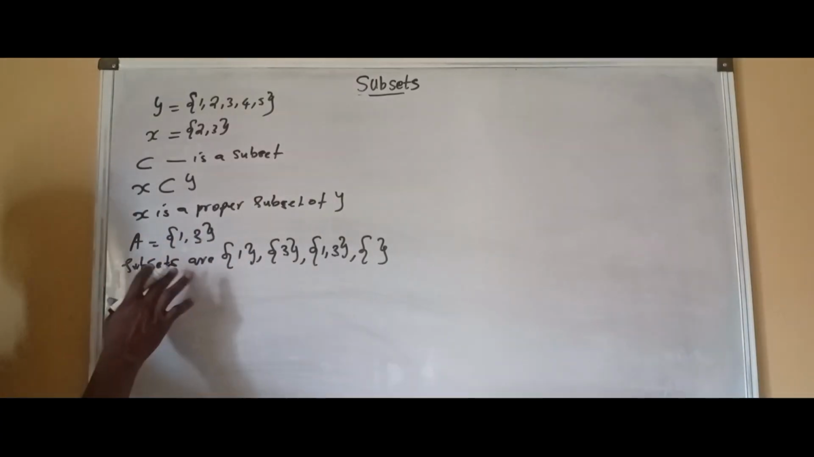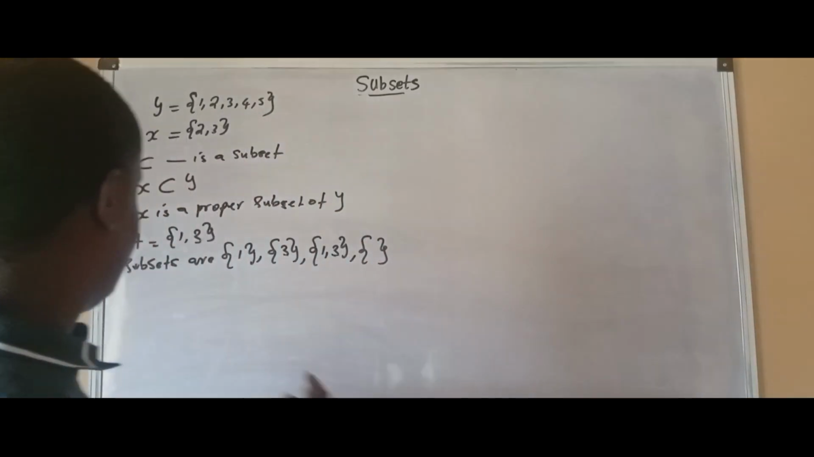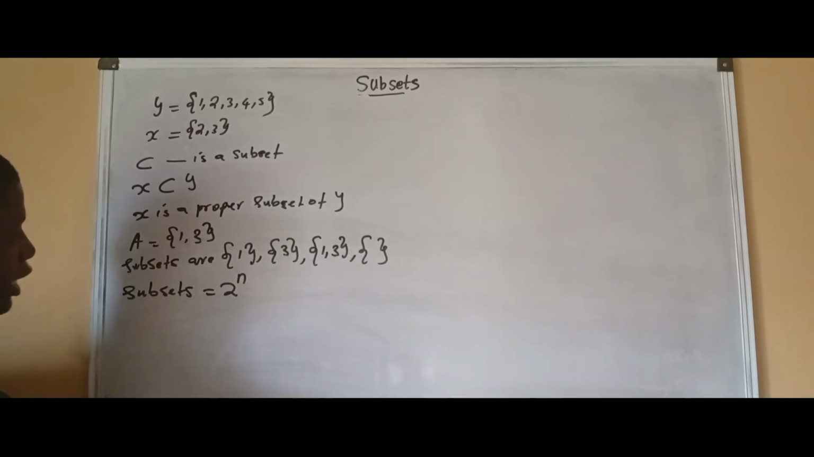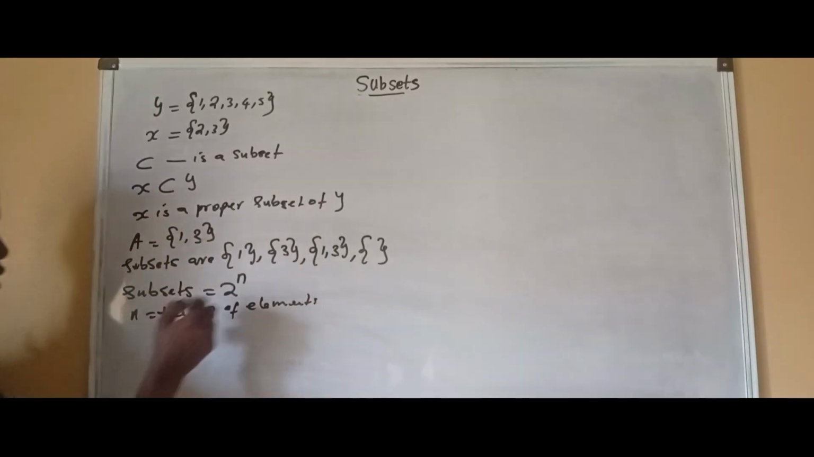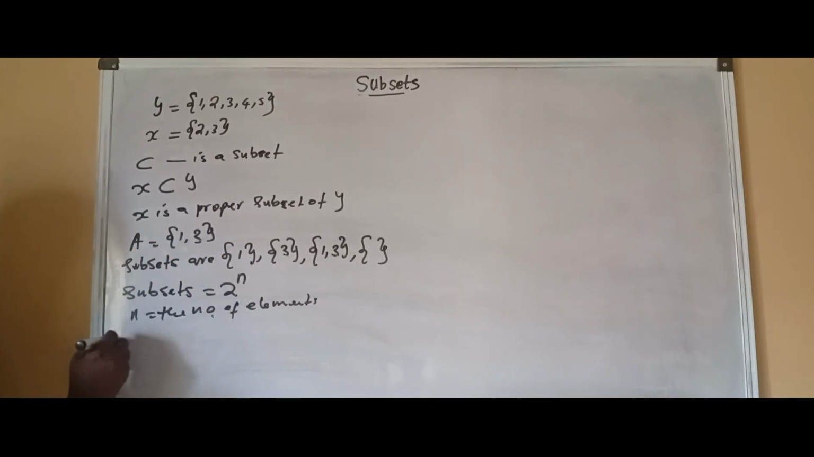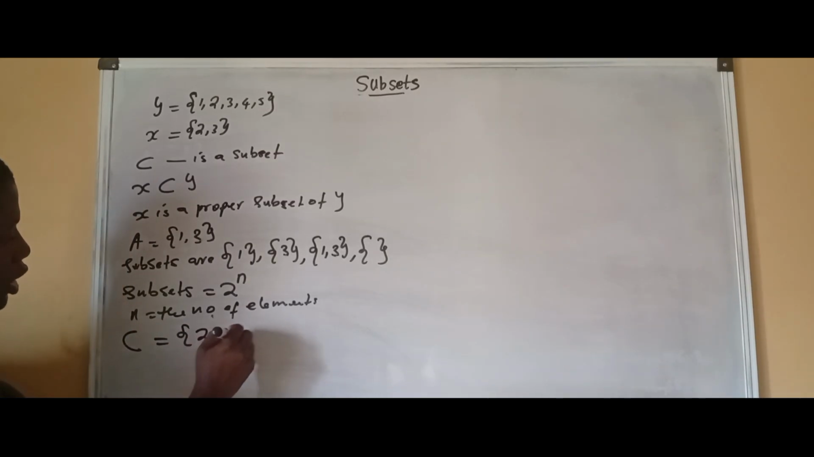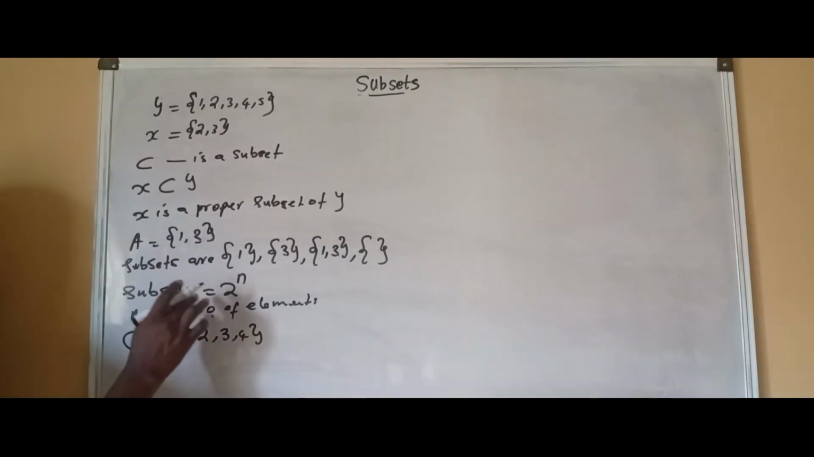Okay, so we have a formula for this. If you are given a set and you are required to find the subsets of that set, you simply apply the formula that says the number of subsets is equal to 2 raised to the power of N, where N is equal to the number of elements in that set. So for instance, you have a set C, and your set C is equal to 2, 3, 4, and you're required to find the number of subsets in this set, or the subsets of set C.